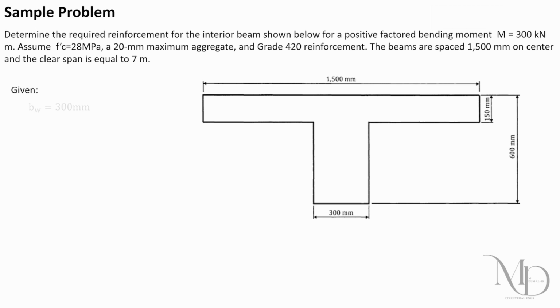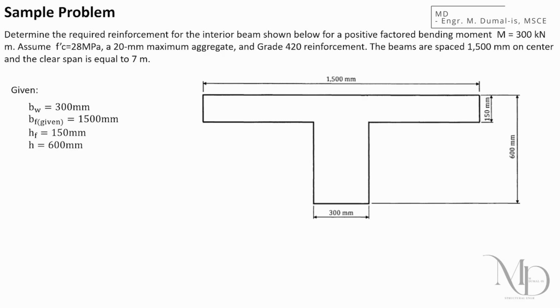From the statement of the problem, the value of the width of the web is equal to 300 millimeters. The width of the flange is 1,500 millimeters. This value can be revised using the provision of the code, or we can just retain this value as is. For this problem, we are going to recompute the value of the width of the flange. The height of the slab is 150 millimeters. The total beam height is 600 millimeters.